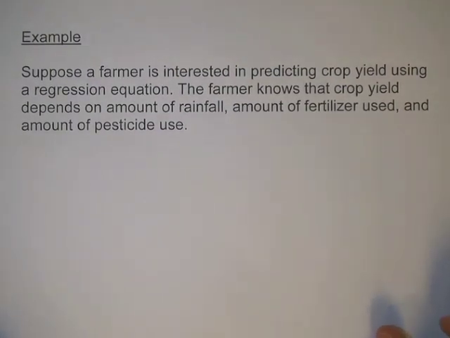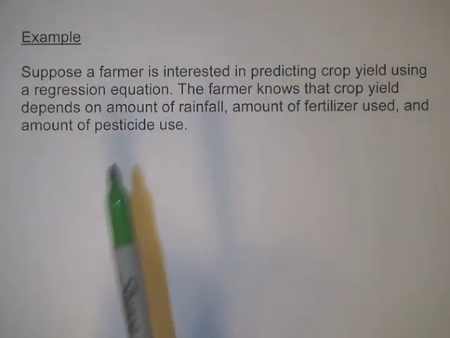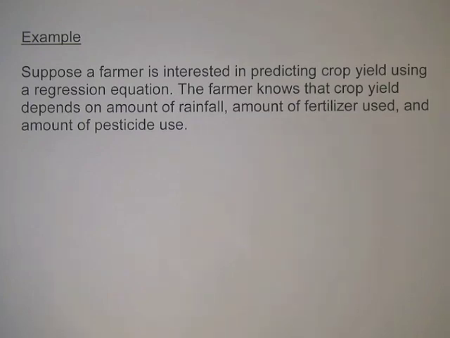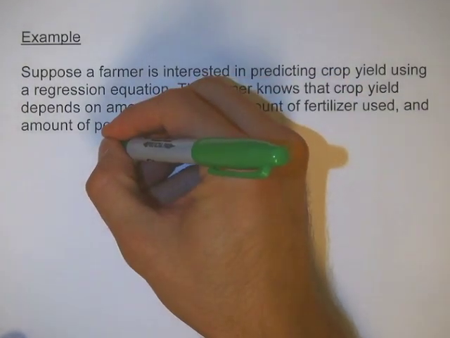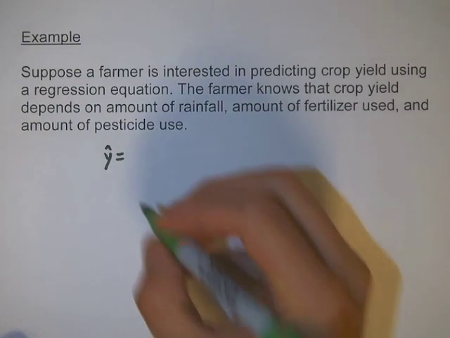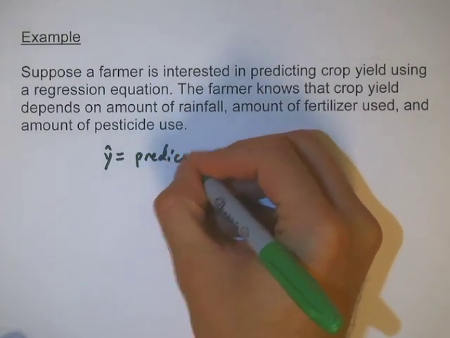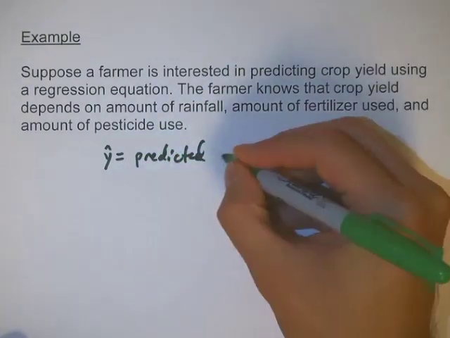Okay, we'll look at a situation where multiple regression could be used. We won't actually calculate anything, but let's make sure we understand that multiple regression could be used in this situation. Suppose a farmer is interested in predicting crop yield using a regression equation. The farmer knows that crop yield depends on amount of rainfall, amount of fertilizer used, and amount of pesticide use. Basically we would be trying to come up with a regression equation for y hat, where y hat represents the predicted crop yield.